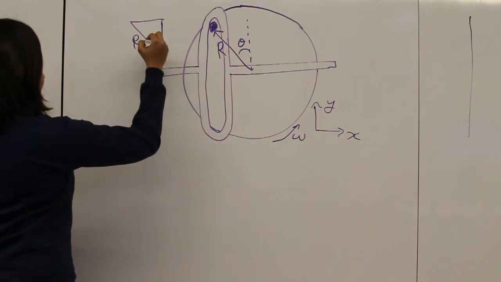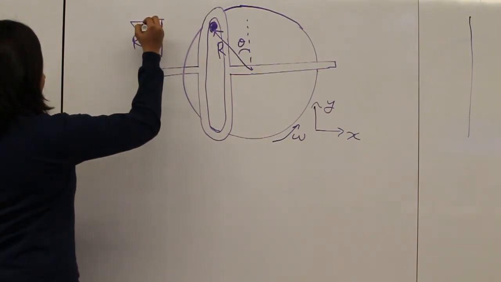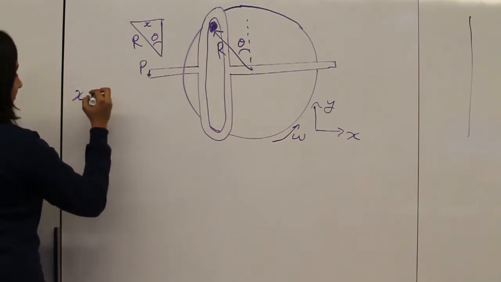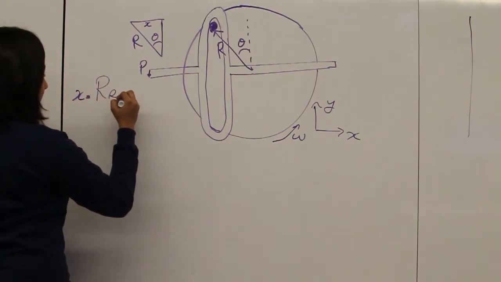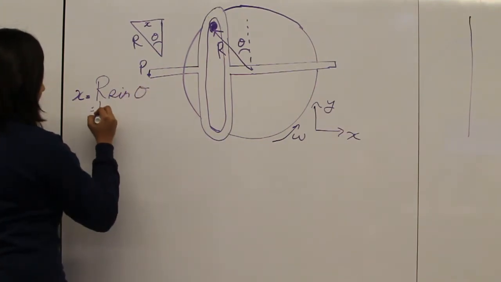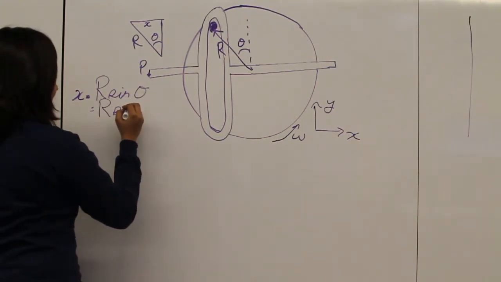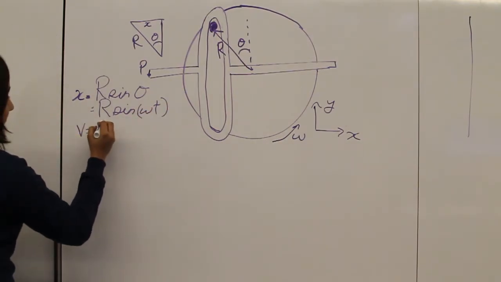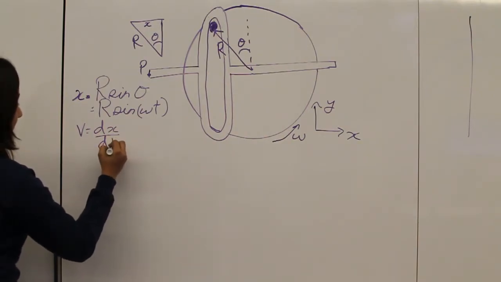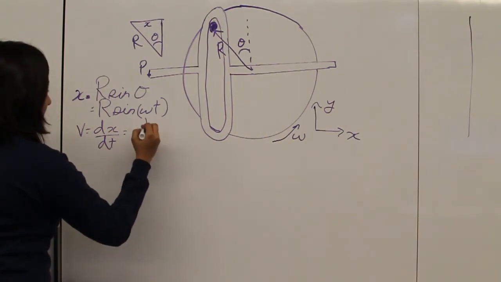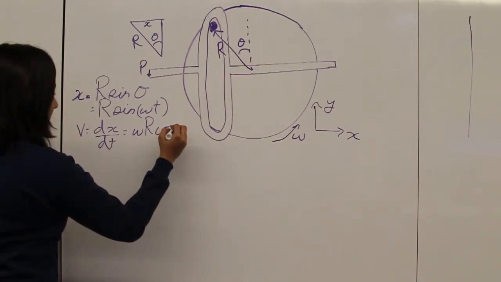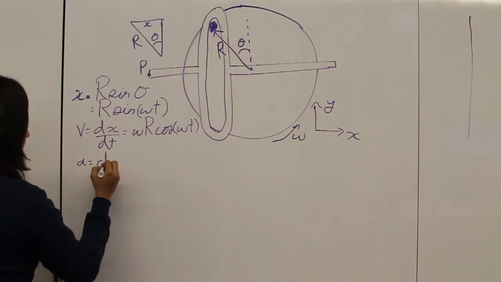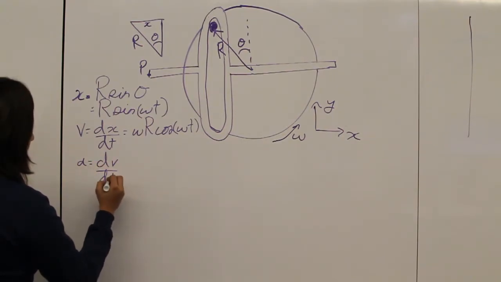As the wheel rotates an angle theta, the displacement in the x direction can be found using trig. This can be written as a function of time, with theta equals omega t. Differentiating this once with respect to time, we get the velocity of P as a function of time. And differentiating this one more time with respect to time, we get the acceleration as a function of time.